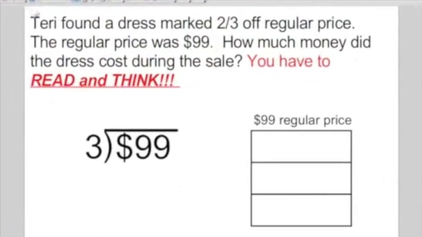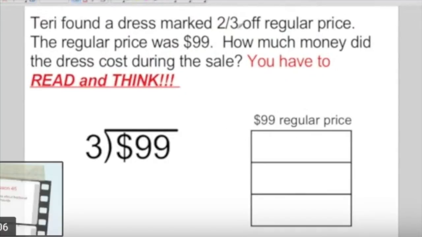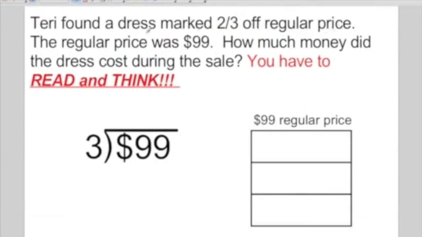Check out this one. Terry found a dress marked 2/3 off the regular price. The regular price was $99. How much money did the dress cost during the sale? So $99 is the regular price. I'm talking thirds here, so I still start off dividing by the denominator. And hopefully we can do this in our head. I'm going to do it really, really quick. 1/3 of $99 is $33. So I have 3 groups of 33.